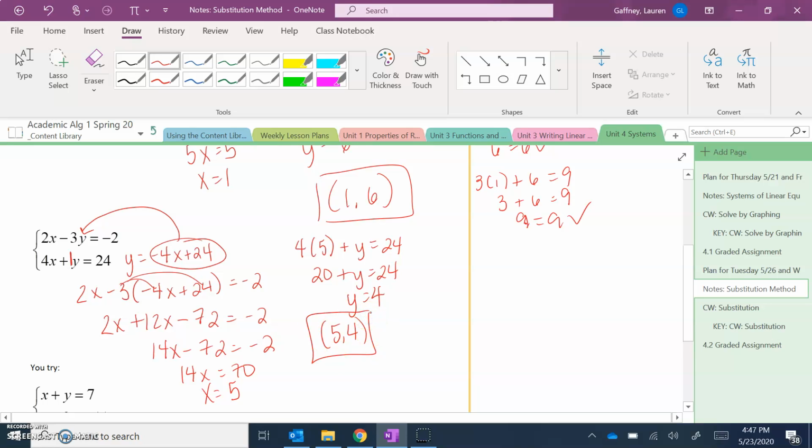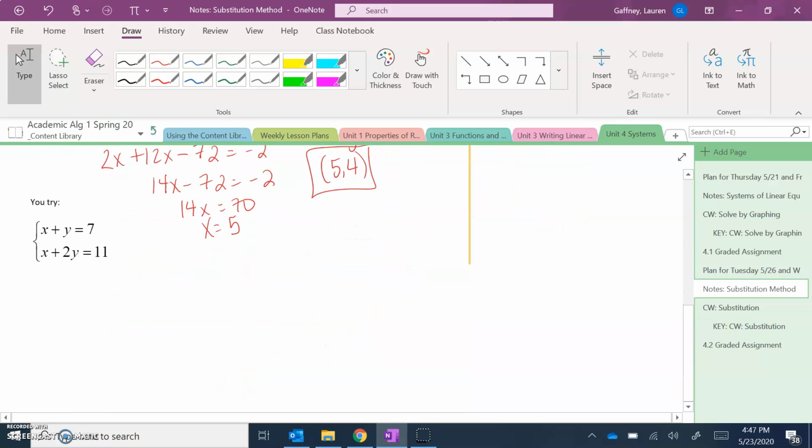Now you could check that by plugging it into either one of them. It should work in both of them. Let's try one more. Here there's multiple things with a coefficient of 1. So it really doesn't matter which one at all you solve for. I'm actually going to solve for x in the top one. It doesn't always have to be y.